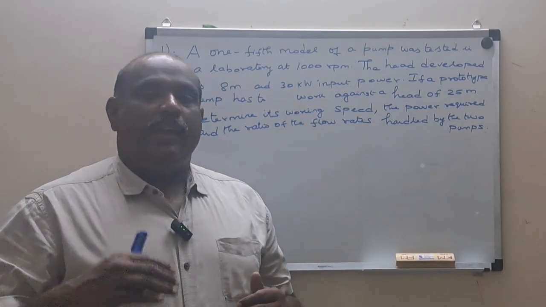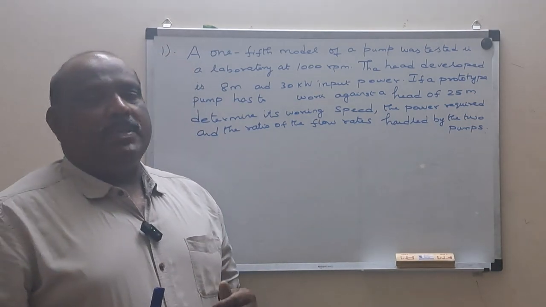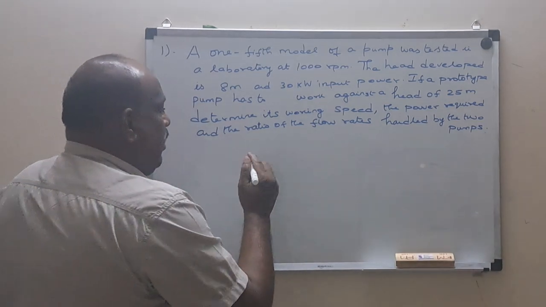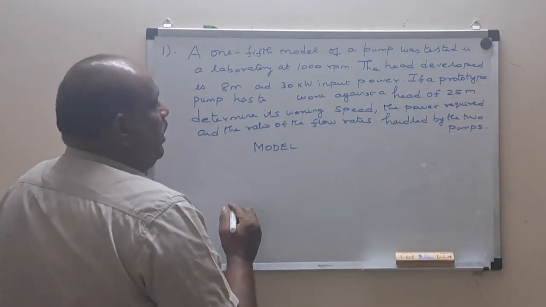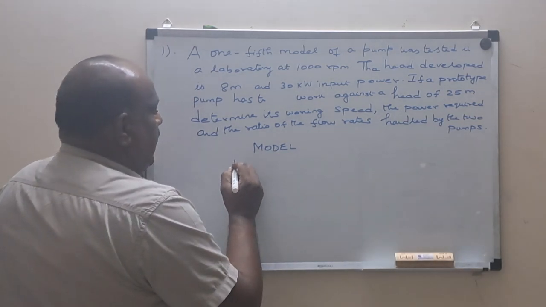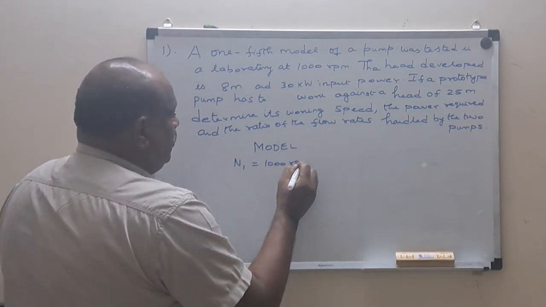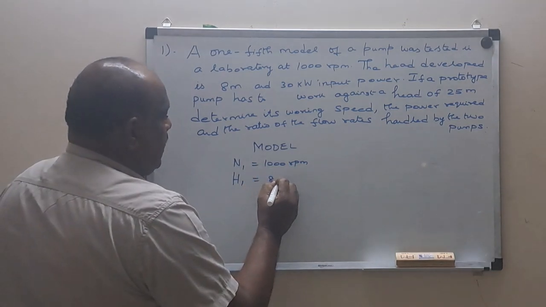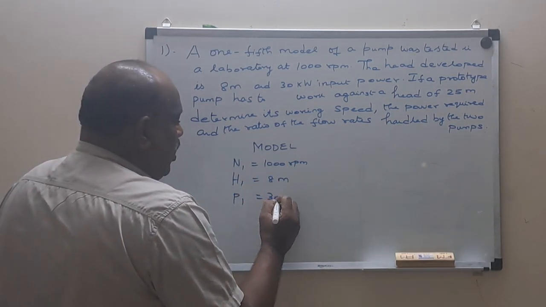The head developed by this model is 8 meters and the input power required for this pump is 30 kilowatts. So these are the data given for the model. So let us have, for the model, the speed is 1000 rpm. The head developed H1 is 8 meters. The input power required for driving this pump is 30 kilowatts.